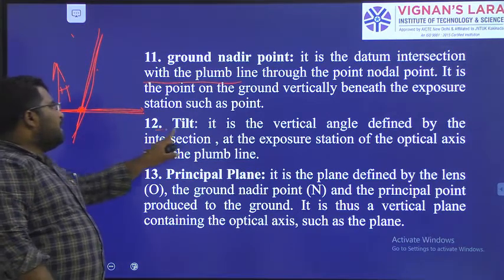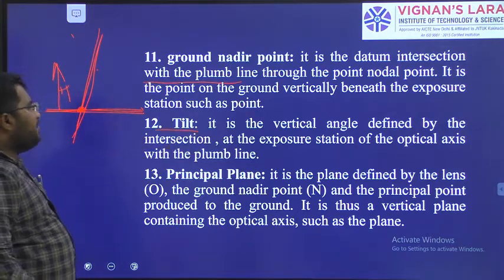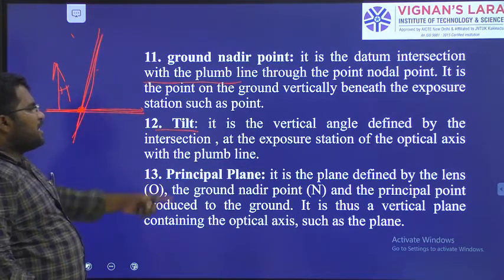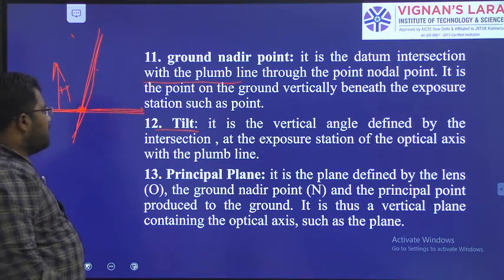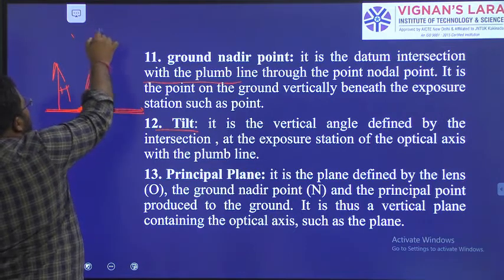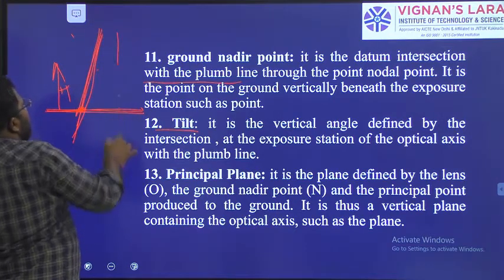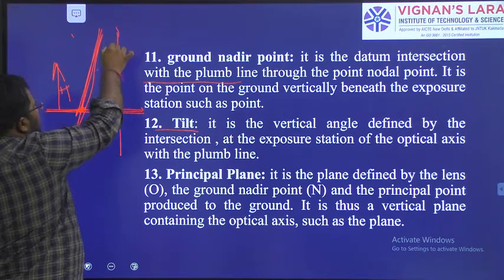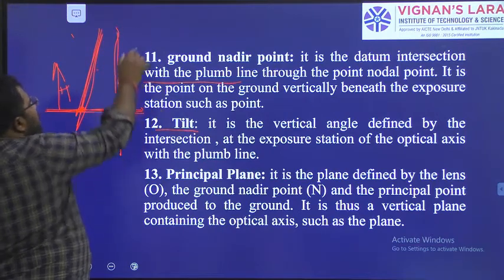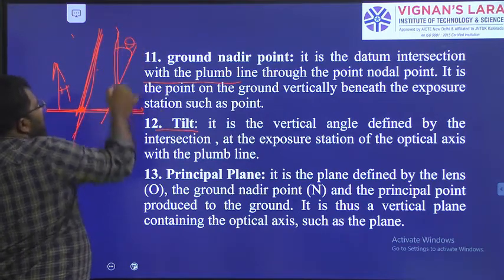Next, tilt. It is the vertical angle defined by the intersection at the exposure station of the optical axis with the plumb line. If the plumb line and the camera axis are the same, we don't have any tilt. If there is any angle between them, that is called tilt.